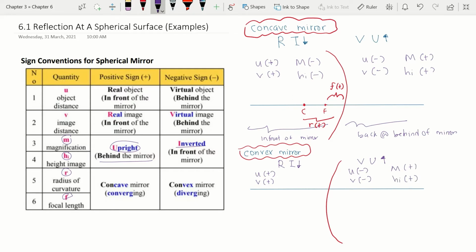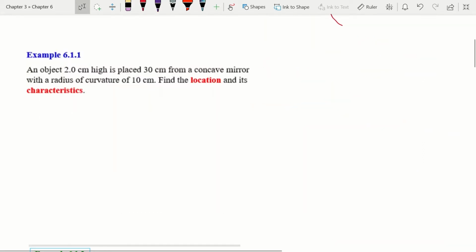Same goes for the convex mirror. Whereas if your image is inverted, your magnification and height of image are negative, as an inverted image is formed in front of the mirror. And this is the convex mirror. For a convex mirror, the center of curvature and the focal length are behind the mirror, at the back of the mirror. Therefore, the radius is negative and the focal length is negative as well. This is how you remember the sign convention for spherical mirrors. It is better for you to draw it so that you can see it better.